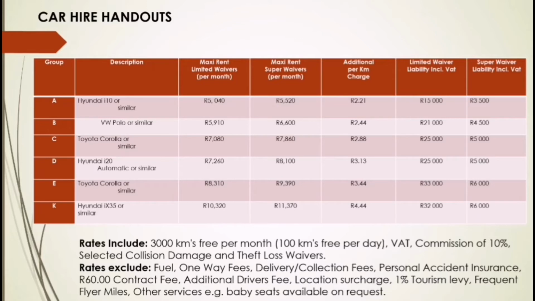You have your one-way fees that are not included. One-way fees is if you are going to take the car in Pretoria, for example, and drop it off in Durban. So you will be charged a specific fee. You will be charged a convenience fee called a one-way fee. Then you have your delivery and collection fees. So these are also not charged because these are extra charges.